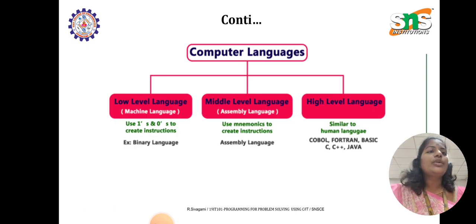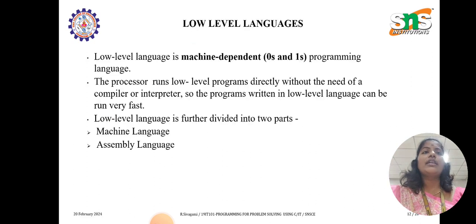Then the computer languages are low level language, middle level language, and high level language. The low level languages are written in zeros and ones, for example binary language. Middle level languages use assembly language. The high level languages are similar to human languages. C, C++, Java, Python, COBOL are examples.